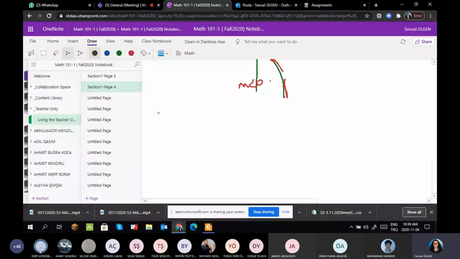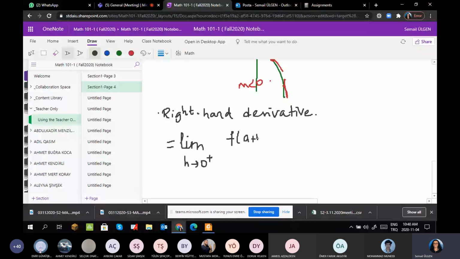So the right hand derivative is just a one-sided limit of the expression. Look, this is equal to the limit as h approaches 0 from the right of f of a plus h minus f of a, over h. So we are using the same formula over and over, but we are approaching h from the right, okay? And then you can guess the left hand derivative, which is the left hand derivative.